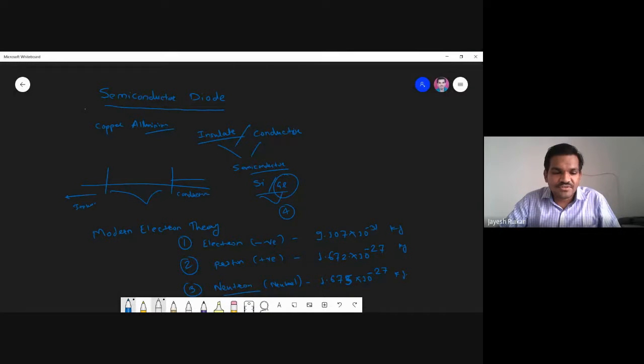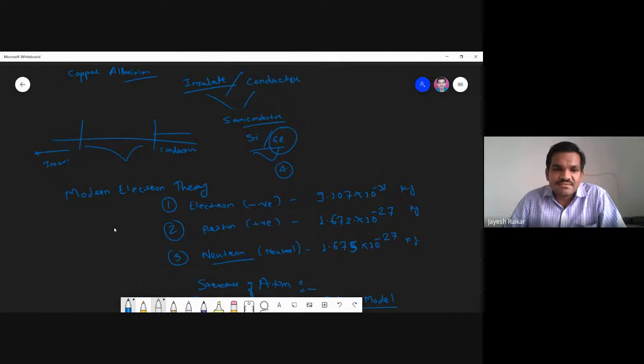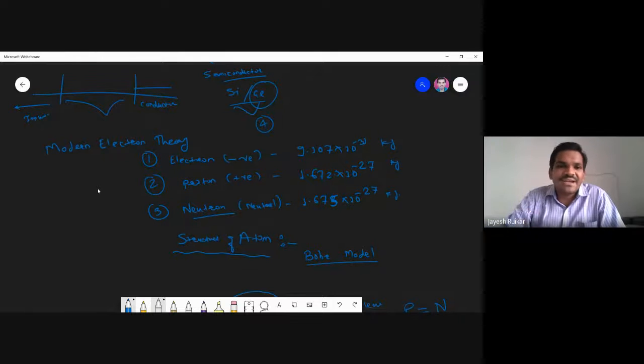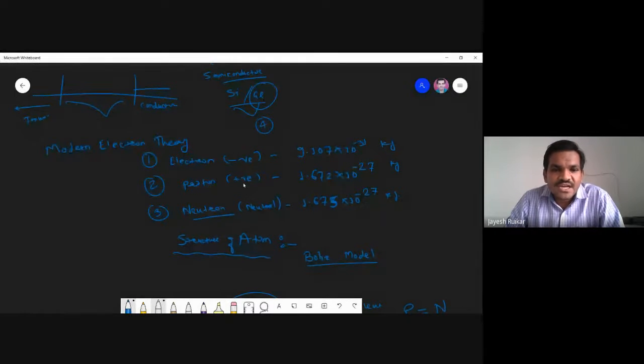So this is what we have studied so far. We have talked about the semiconductor diode, and as we talked about modern electronics theory, the universe, or you can say matter, consists of three particles: electrons, protons, and neutrons. Electrons are the negatively charged particles, protons are the positively charged particles, and neutrons are neutral. They do not possess any kind of charge.